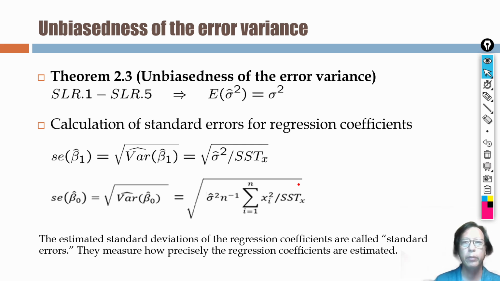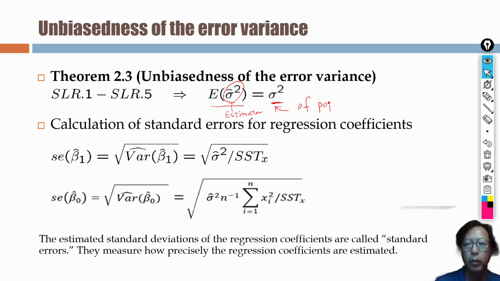Unbiasedness of the error variance. Unbiased means the expected value of this estimator will be the population value. This is our estimator, and this is the value from the whole population. The expectation should be the same. That's the definition of an unbiased estimator.